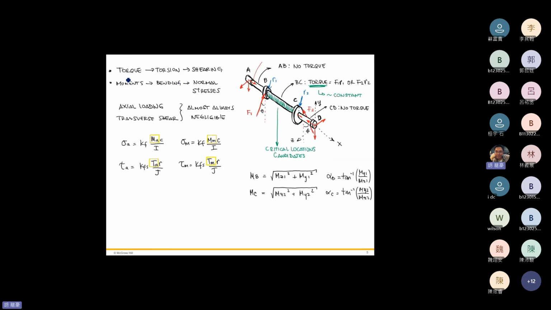The torque produces torsion and shearing stress, and the moment is produced from bending and produces normal stress. We already learned that previously in the mechanics of materials course. The axial loading and transverse shear can be ignored, so the shaft is mainly subjected to torque and moment. The torque produces shear stresses, and the moment produces normal stresses.